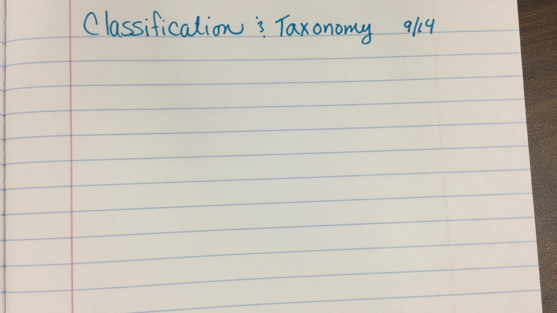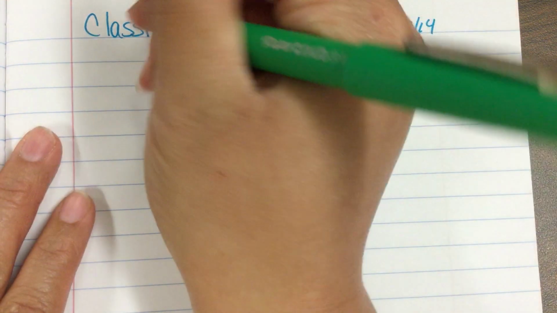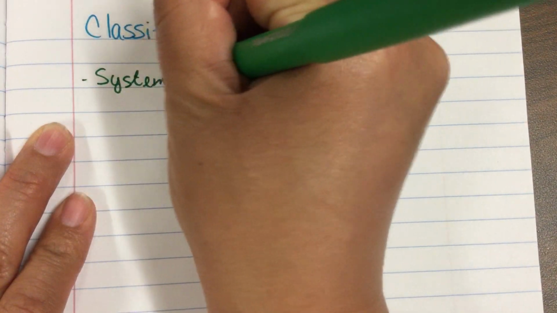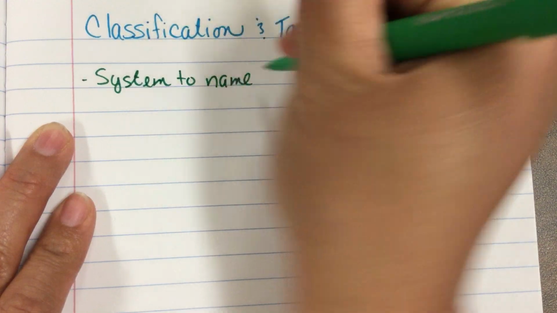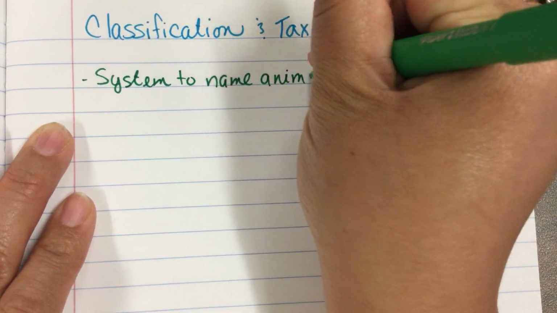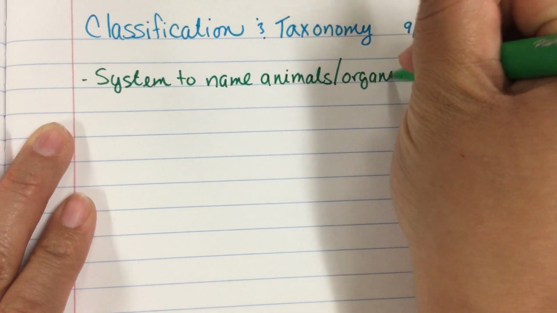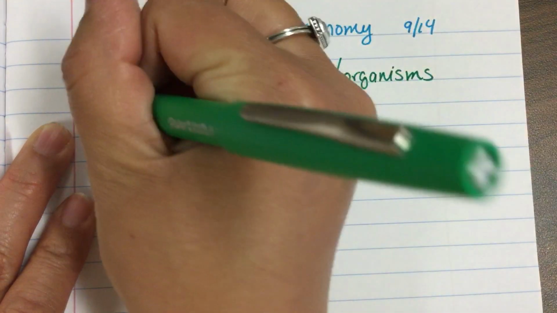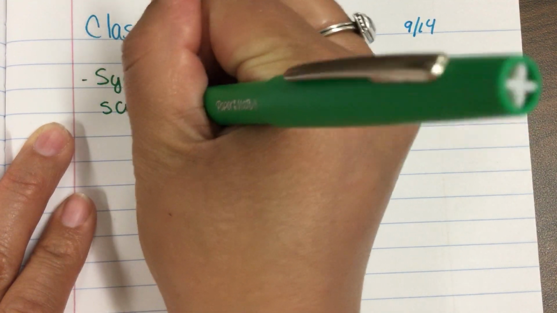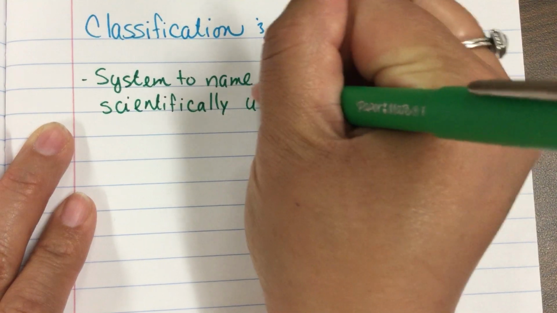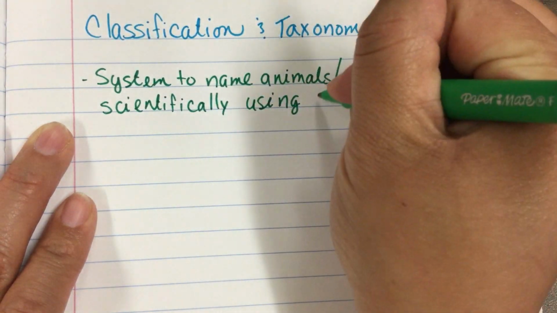Well, we're going to go over something called classification, and classification is a system to name animals, organisms, I should not have said animals, scientifically, using their Latin names.